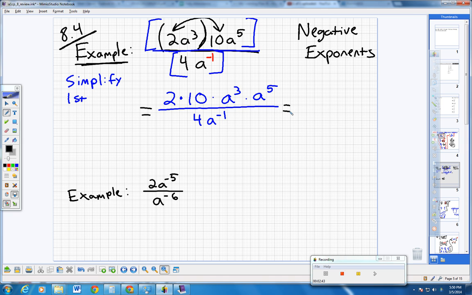So when you see the numerator in line, you're probably thinking, Mr. Claxon, that looks pretty easy. I could take 2 times 10 to get 20. And then I could take a cubed times a to the 5th. How many a's will I have in all? Well, a times a times a times a times a times a times a times a. Oh, duh. That's a to the 8th. All right. Over 4a to the negative 1.